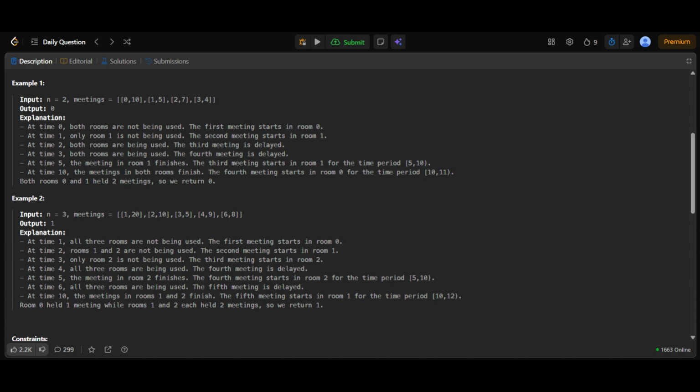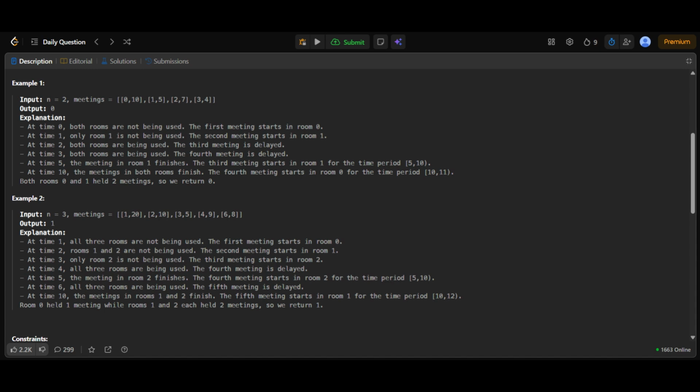Since the problem asks us to return the room with the smallest number in case of a tie, the correct answer is room 0. This example highlights how delayed meetings are handled, how original start times affect priority, and why room selection always favors the lowest numbered available room. This is example 1. Got it?